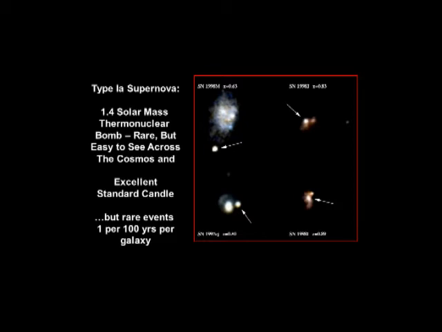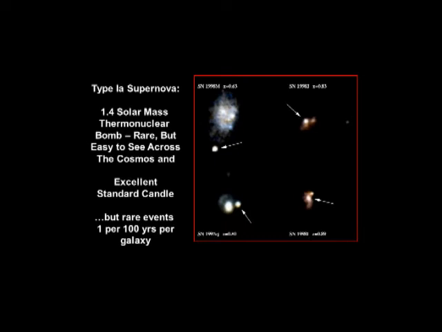And we believe that they're standard candles because they are the thermonuclear explosion of a star whose mass is 1.4 times the mass of the sun. So they're just a big bomb. And the other cool thing is they're very, very bright. So here's a galaxy at redshift 0.63. There's a supernova. It's as bright as the whole galaxy. So you can see them. So they're an excellent standard candle.